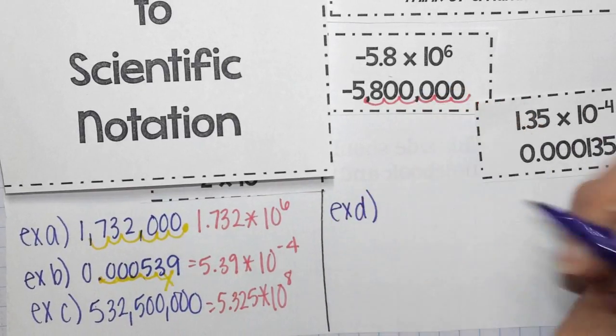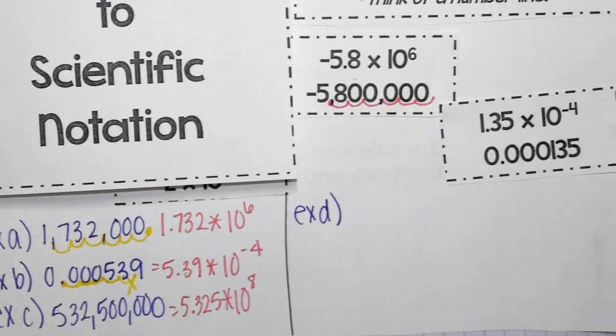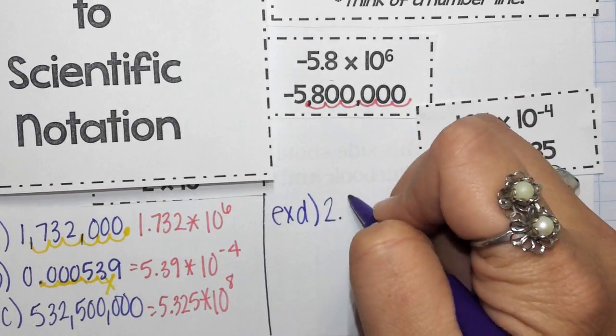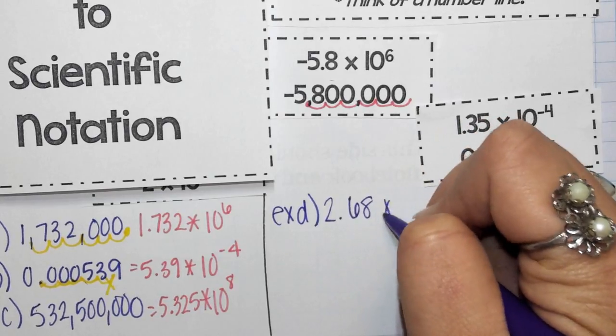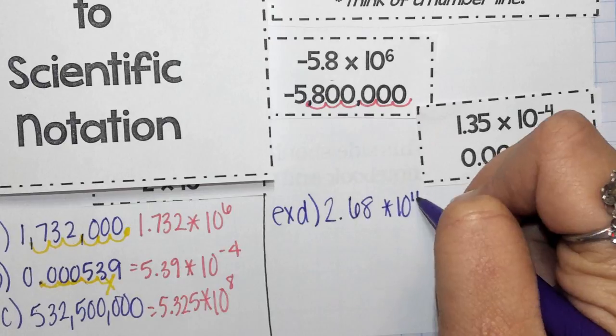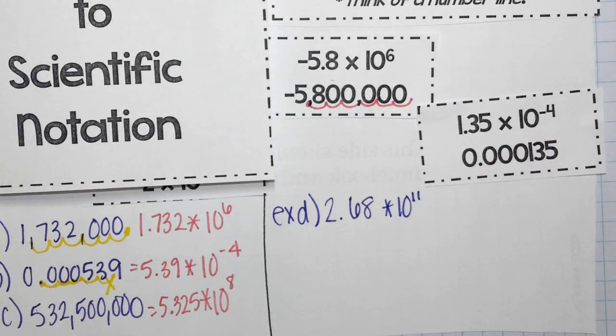Example D. We're going to do this first one together. 2.68 times 10 to the 11th power. Can you just write this problem down?